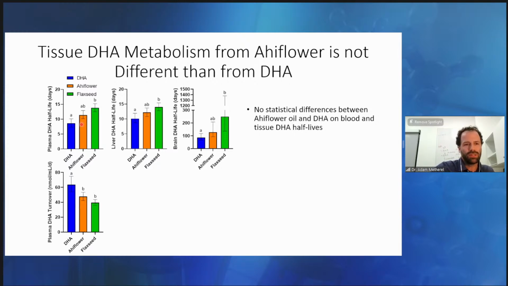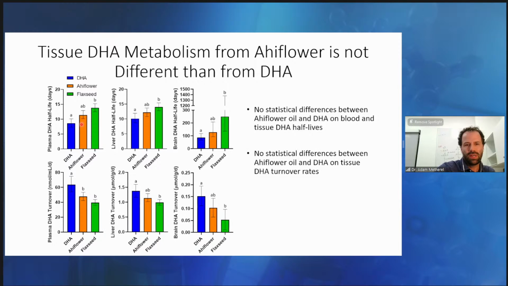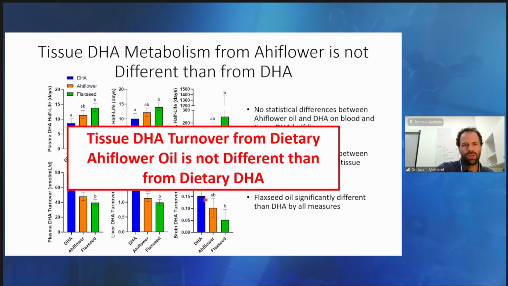And when we look at turnover rates or synthesis rates, particularly in the tissues, with liver and again with brain, the synthesis rates appear to not be statistically different between ahiflower oil and DHA. So flaxseed oil, as a result, is significantly different than DHA by all measures here. And as a result, tissue DHA turnover from dietary ahiflower is not different than from dietary DHA.